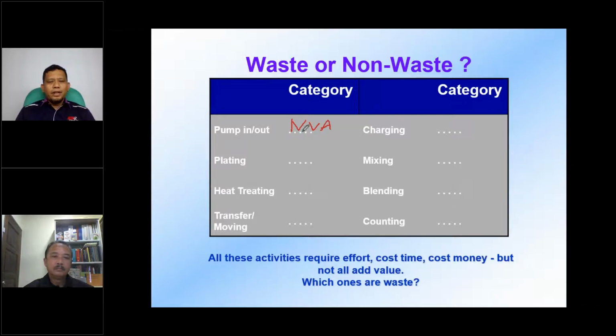Pump in and out. Okay, so sometimes the process is we pump the raw material to the reactor. Sometimes we use feeding or charging. In one of the companies that I audited last week, they actually use manual charging. Manual charging means they buy the raw material in 25 kilo bags. They cut the bag, and then they put it into the reactor.